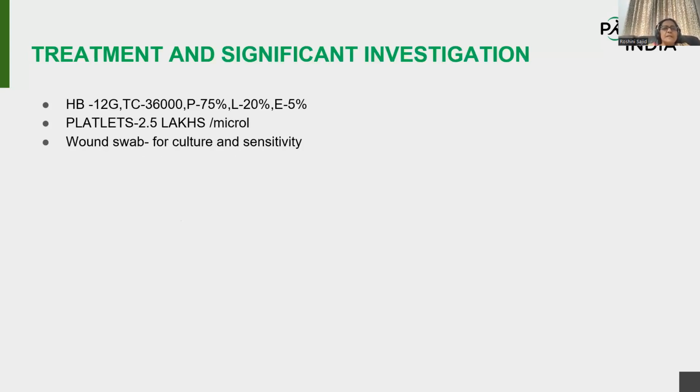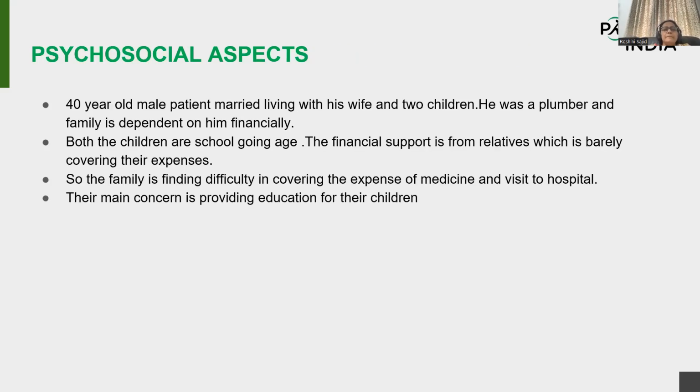Next slide, please. On significant investigations and treatment, blood investigations: HB was 12, TC 36,000, polymorphs 75%, lymphocytes 20%, and eosinophils 5%. Platelets were 2.5 lakhs per microliter. And a wound swab was done for culture and sensitivity.